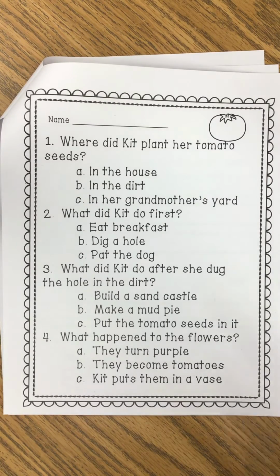Remember to put your name at the top of the page. Number 1. Where did Kit plant her tomato seeds? A. In the house. B. In the dirt. Or C. In her grandmother's yard.